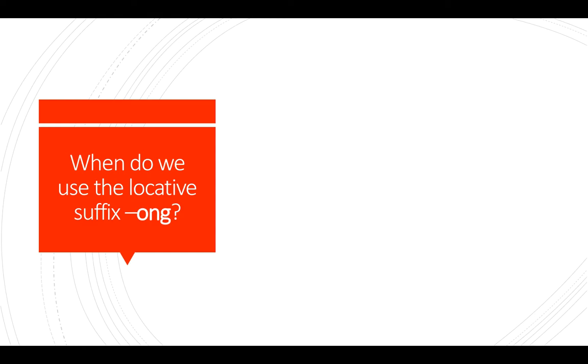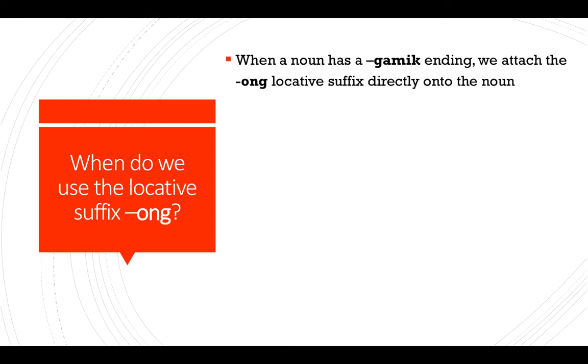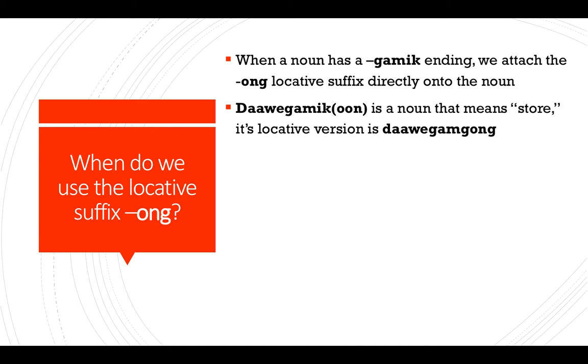So when do we use the locative suffix ong? When a noun has a gumic ending, we attach the ong locative suffix directly onto the noun. So we've got dawegamik, a noun that means store. Its locative version is dawegamgung. If you notice, that K sound turned to a G at the end, and we got rid of that I sound because of our third last consonant rule. So 1, 2, 3, had a vowel here, short one here, got rid of it there.